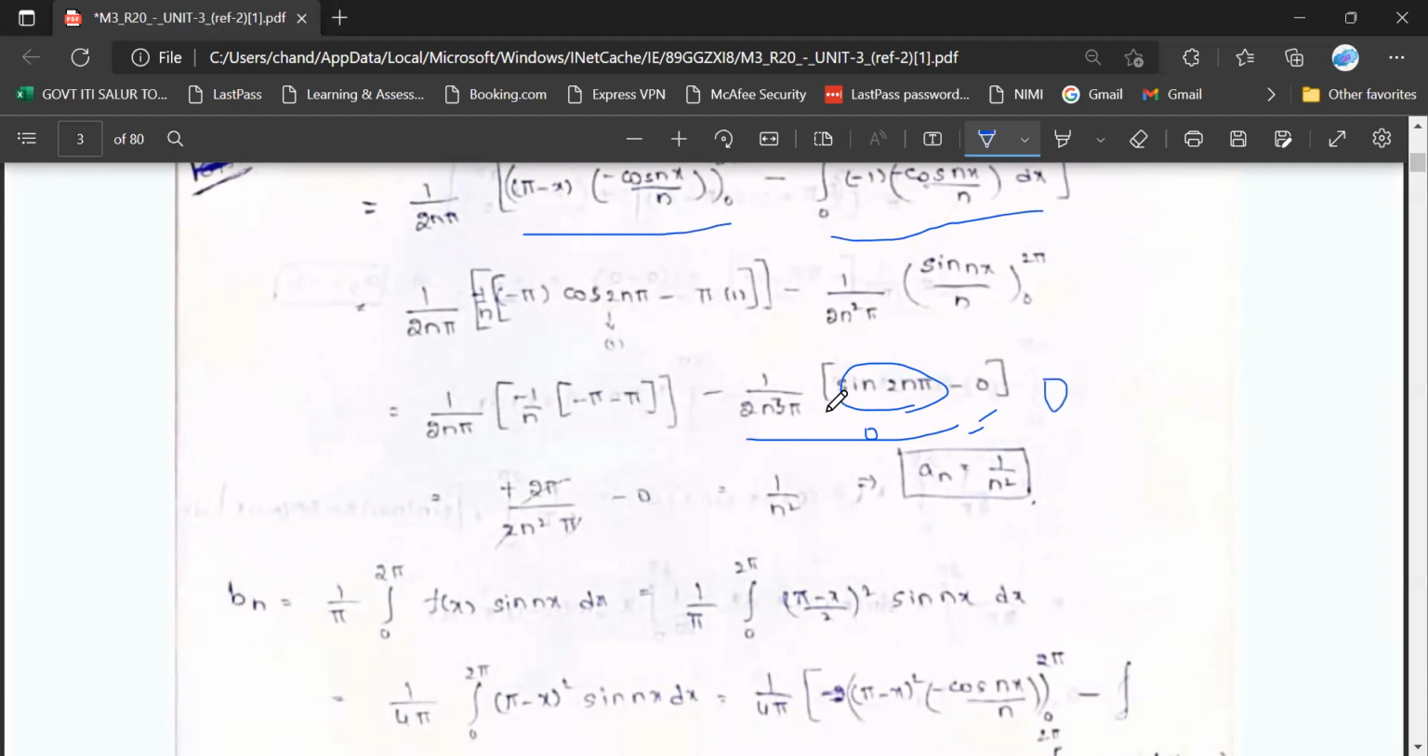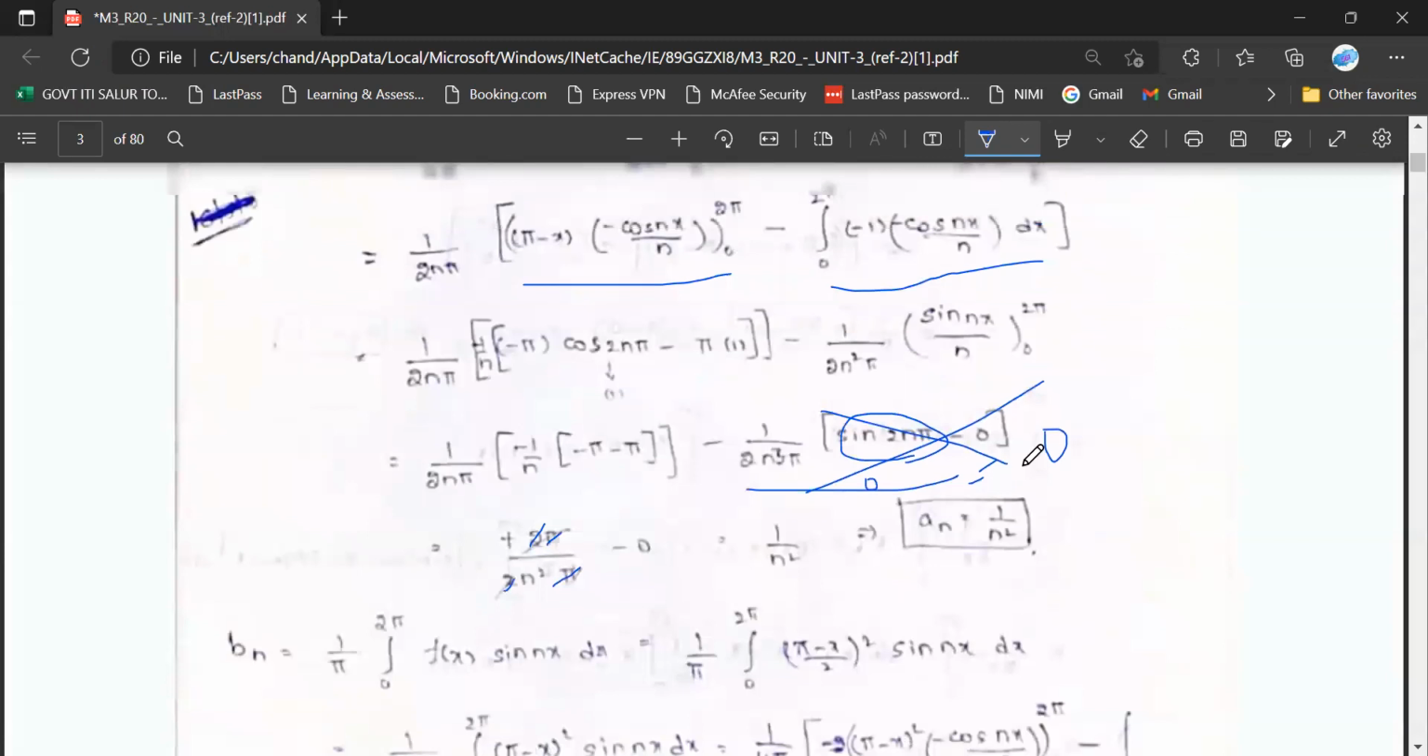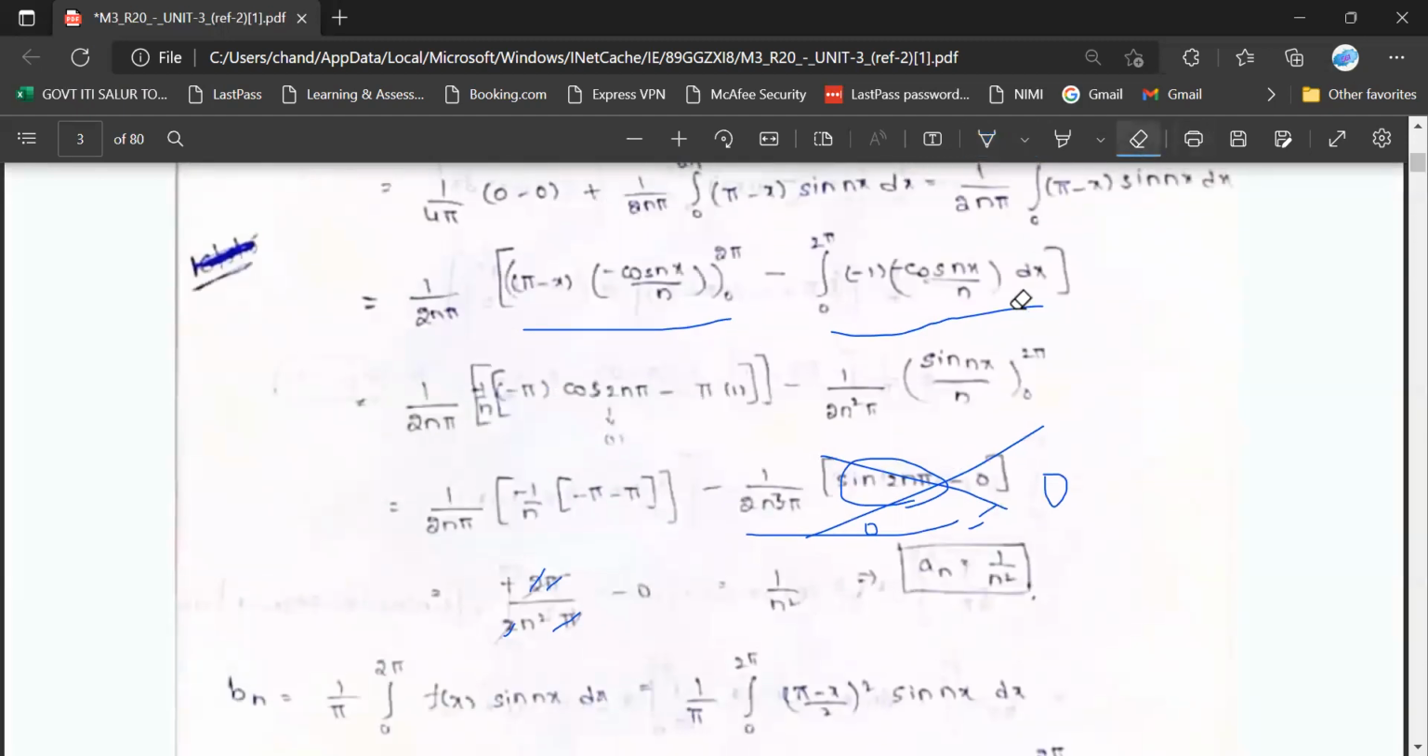So we neglect this element. So we get 2π by 2n squared π minus 0. We cancel the denominator with the numerator's 2, and the π gets cancelled in numerator and denominator, and we are left with only n squared, that is 1 by n squared. aₙ is equal to 1 by n squared. So we are done with the equation.